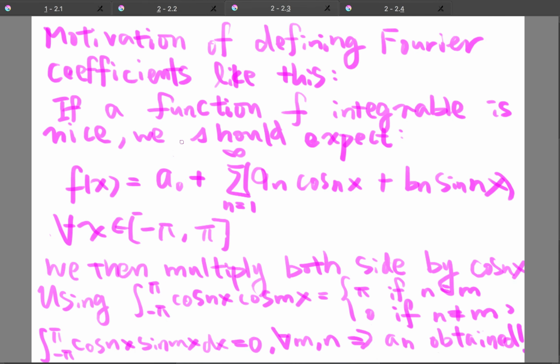So, what is the motivation for defining the Fourier coefficients like this? Well, if we have a function which is integrable and very nice, we should expect that the function is equal to the trigonometric series itself. Then we multiply both sides by cosine nx, and using these two integration identities, we can obtain our a_n. I will leave it as an exercise for you.